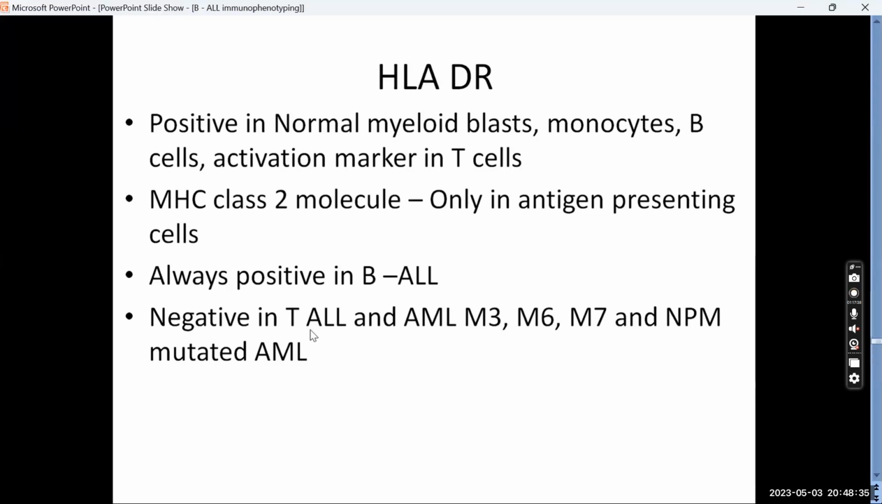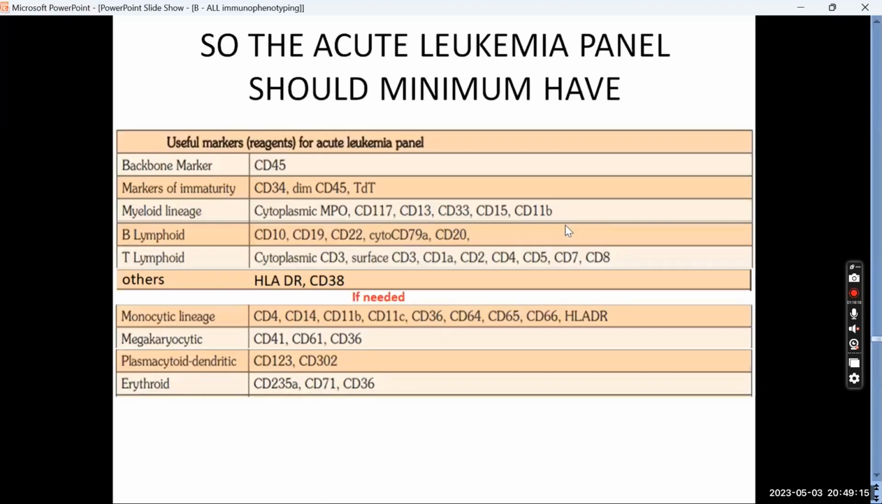The beauty of why HLA-DR is important is that in immunophenotyping, HLA-DR is negative in T-ALL, APML, erythroleukemia, that is M6, megakaryocytic leukemia, and a subset of AML which are NPM1 mutated. I repeat, HLA-DR is always or most commonly positive in B-ALL. It is negative in T-ALL, APML, erythroleukemia, megakaryocytic leukemia, and NPM1 mutated AML. It can be negative in monocytic leukemias also, but HLA-DR is a very, very important marker.